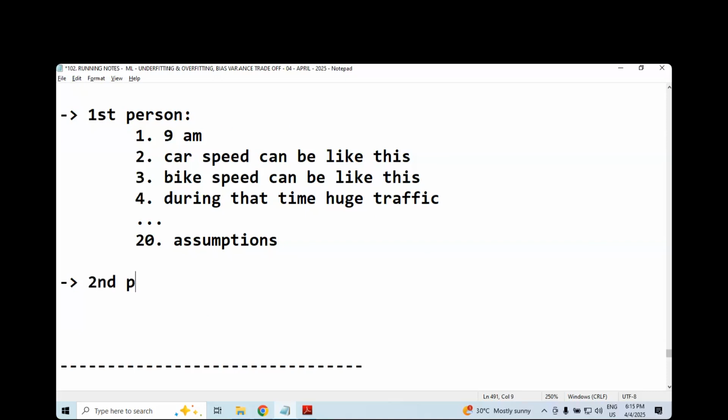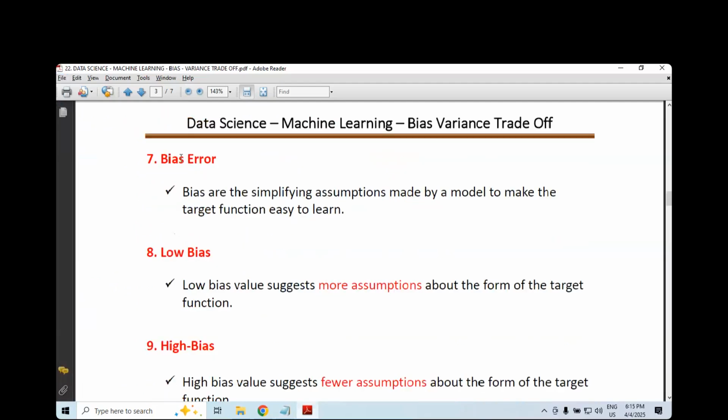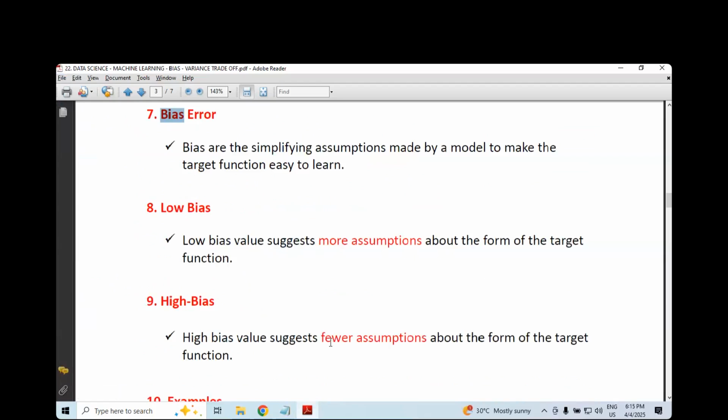Second person, what is his experience? 6 months, right? On an average, he made only 2 assumptions. Small assumptions, big error. Did you understand or not, sir? Make a note on this one. Whenever you're talking about bias, there are two types. If bias is low, there are more assumptions and small error. If there are fewer assumptions, that is high bias, which means high error. Make a note on this. Are you with me or not, sir?